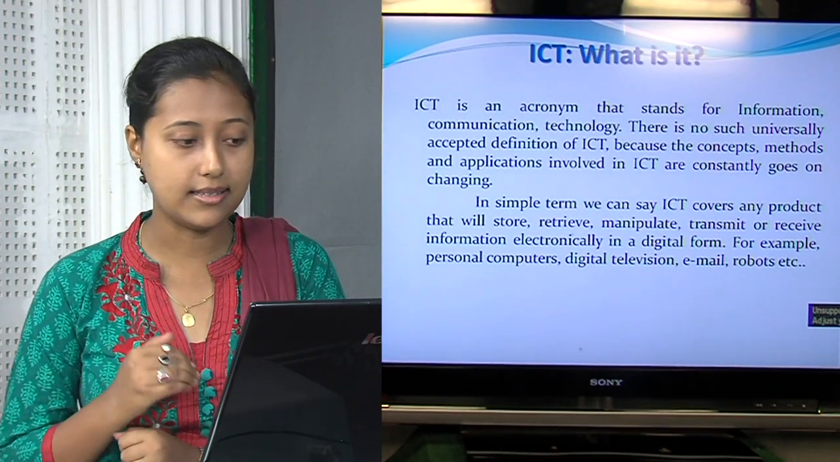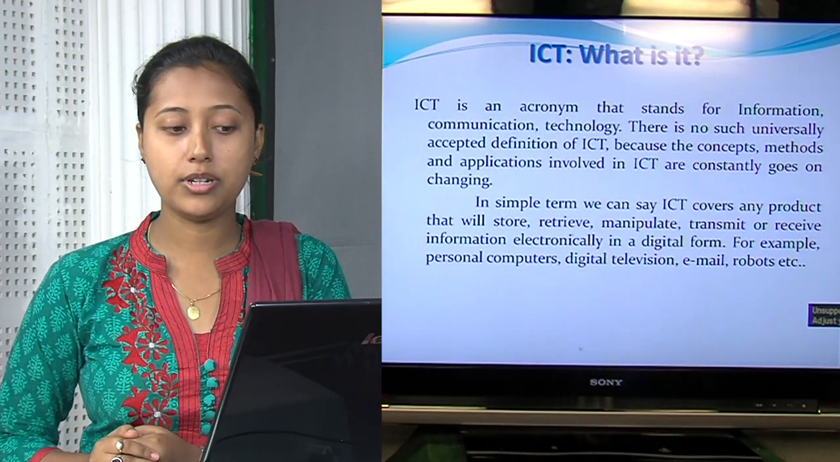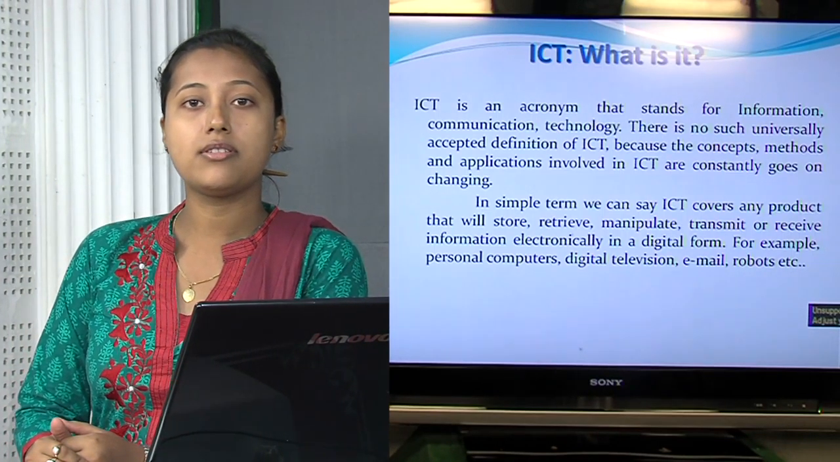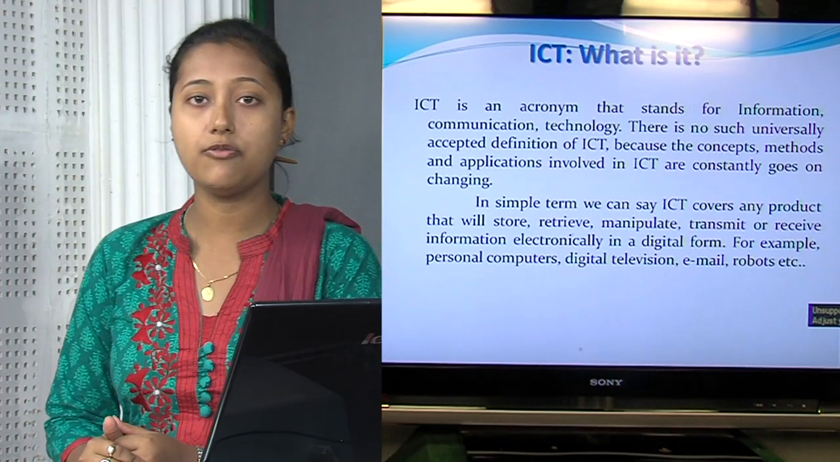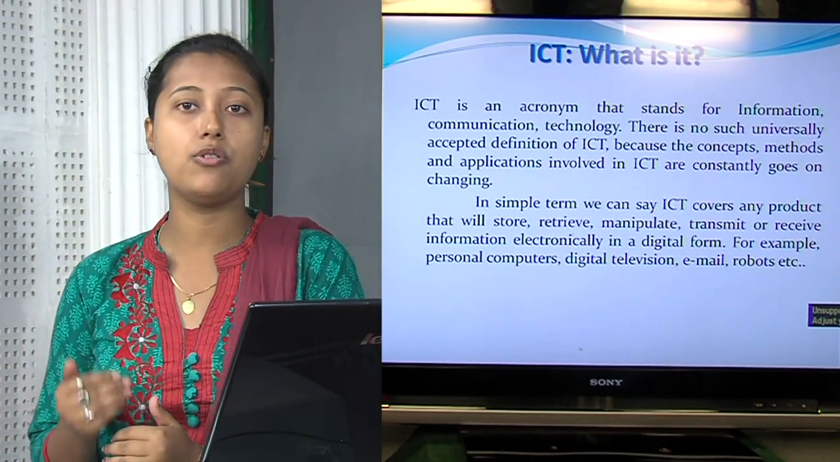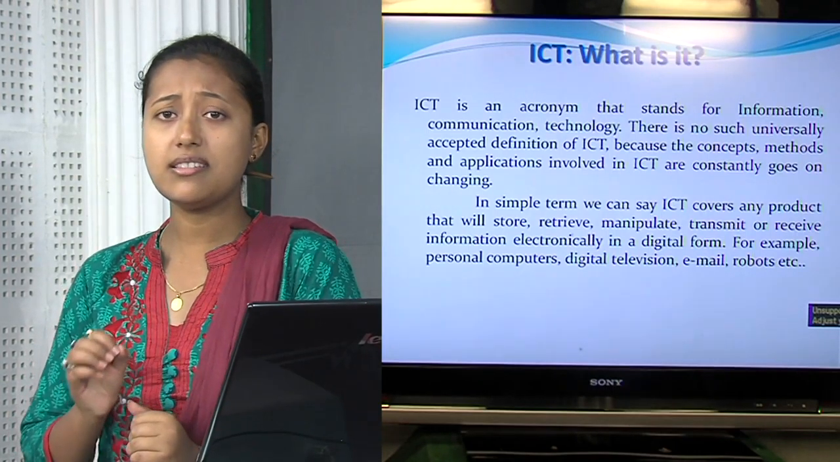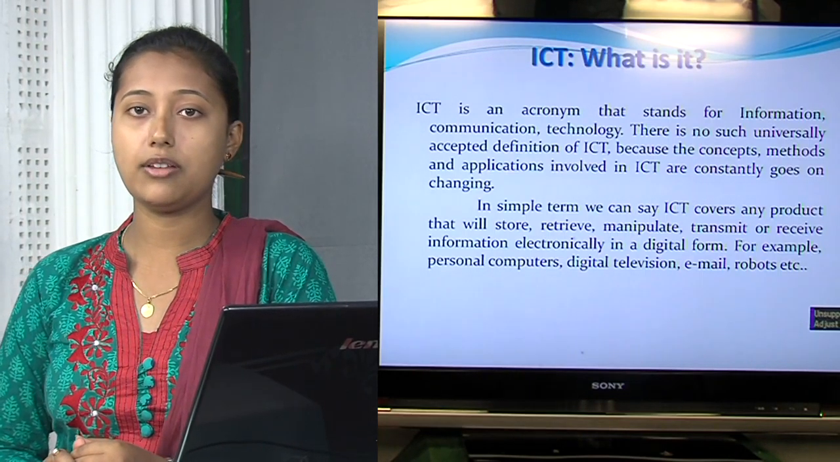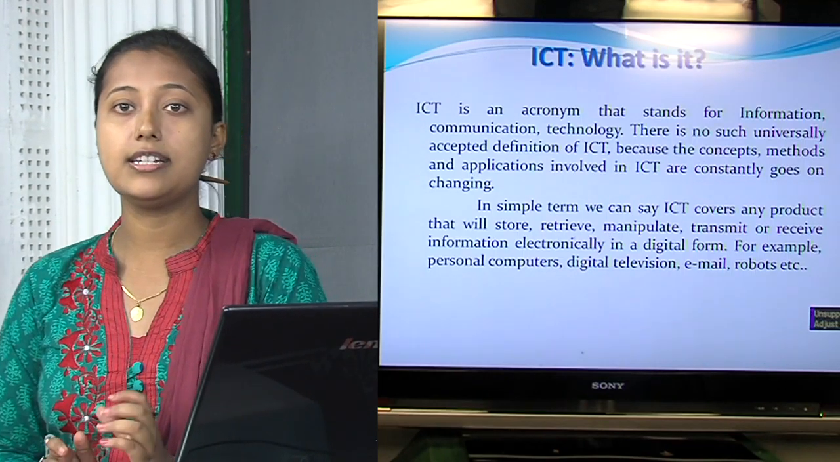Our first concept is what ICT is. It is actually an acronym that stands for Information Communication Technology. Actually, there is no universally accepted definition for ICT because the concepts, methods and applications involved in ICT are constantly changing. In simple terms, we can say ICT covers any product that will store, retrieve, manipulate, transmit or receive information electronically in a digital form.